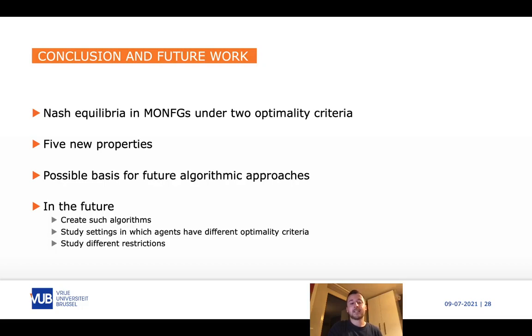But we also want to study settings in which agents may have different optimality criteria. Because if you take a look at all of the proofs given here, we assume that each agent in the game is optimizing for the same criterion, but that is not necessarily the case. So it might be interesting to also look at such type of settings. And lastly, we want to study what happens when you add different restrictions. So now we have added in the last theorem a restriction on the type of utility functions. Namely, they must also always be convex. But for example, it would be interesting to study when you add restrictions on the type of payoff structure or different utility functions that may occur.